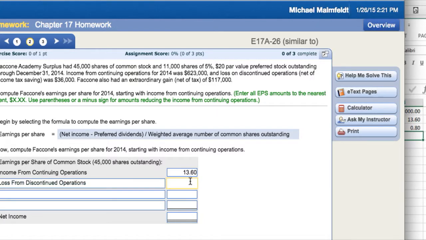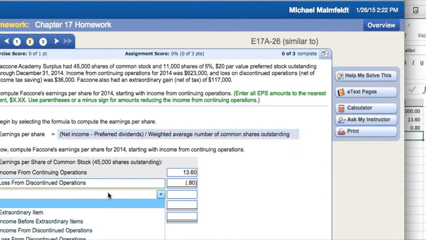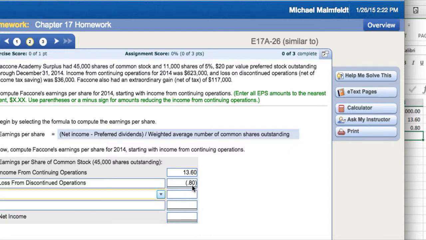Remember, to show a loss, I either need to do a negative sign in front, or the preferred way in accounting is generally to put it in parentheses. So I have 80 cents per share on my loss from discontinued operations. And this little double line here signifies that I'm going to basically net these two together, and that's what the next line is going to be.